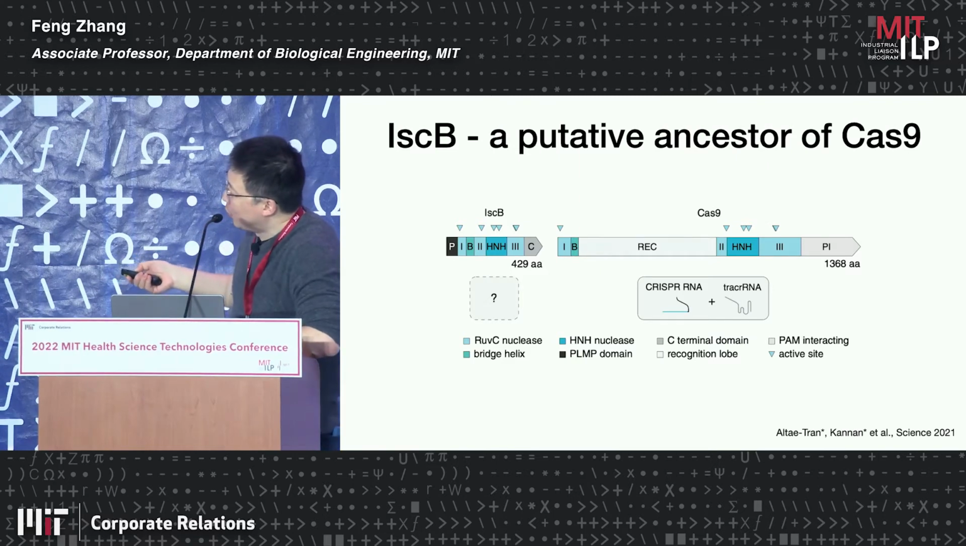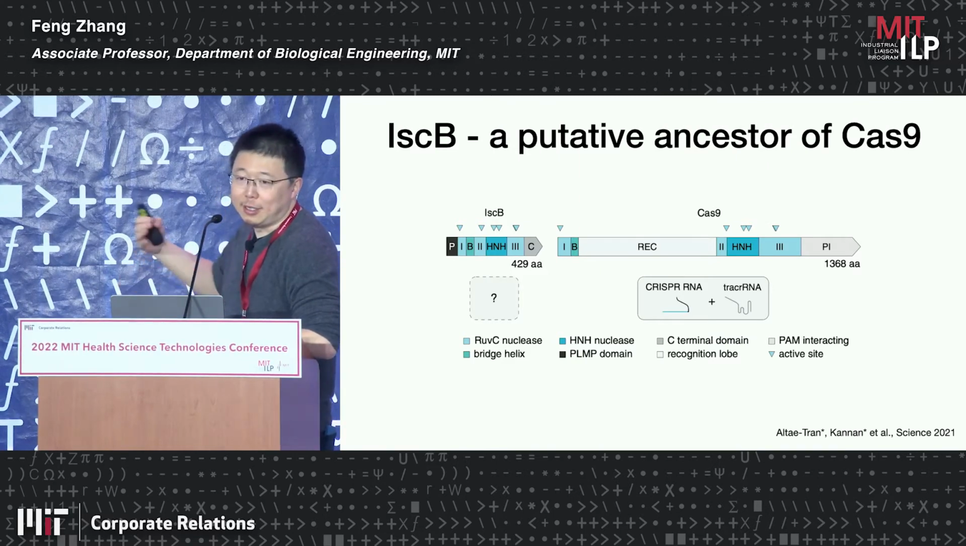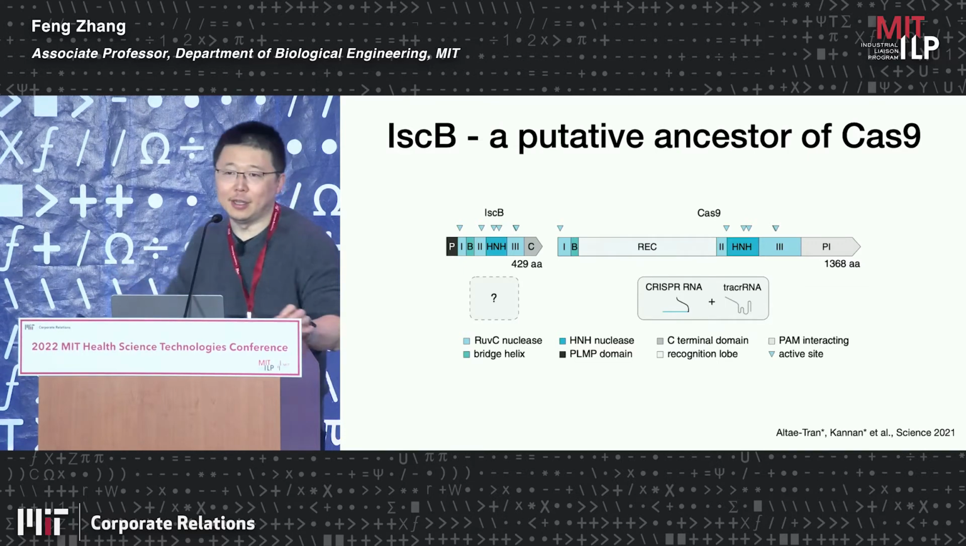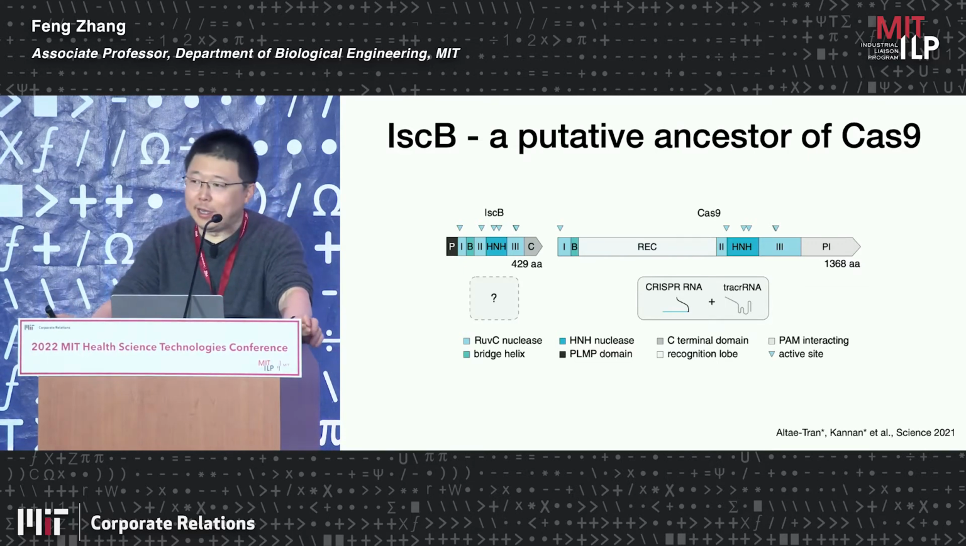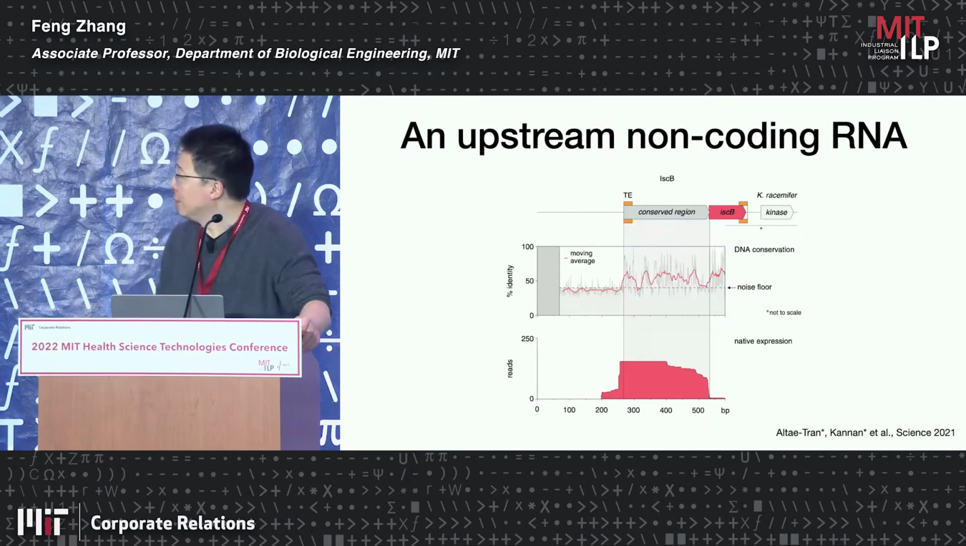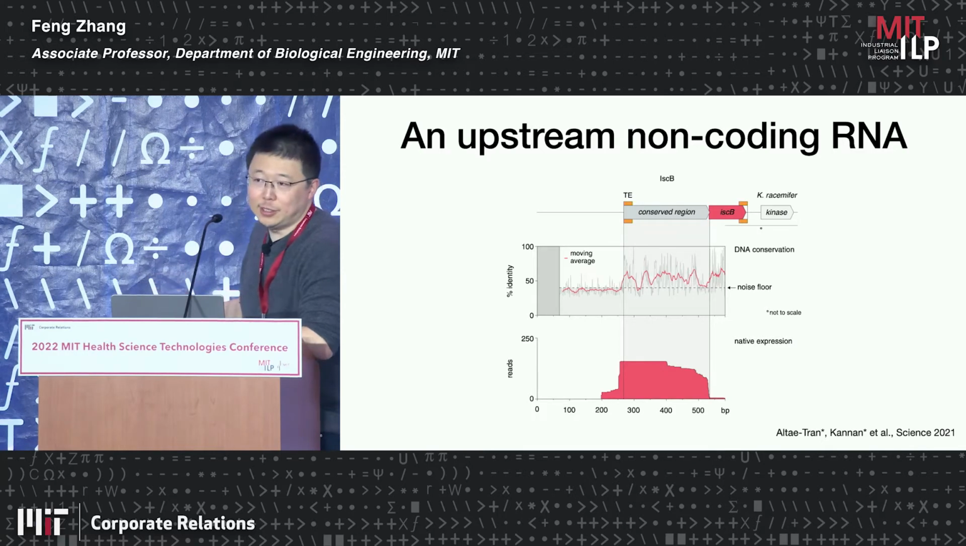So Cas9 was known to work with RNA. It's an RNA-guided endonuclease. It uses a CRISPR RNA to specify the DNA target, and also a tracrRNA that forms a duplex with the CRISPR RNA to then get loaded onto Cas9. But it wasn't known whether or not IscB also uses an RNA, whether it's RNA-guided. And so we did some RNA sequencing experiments.